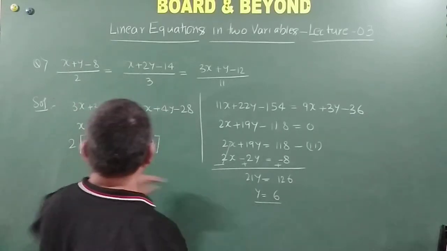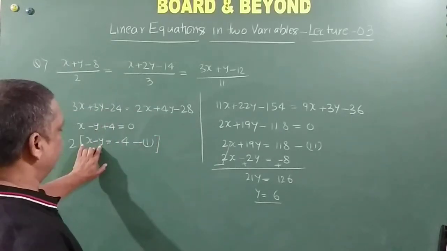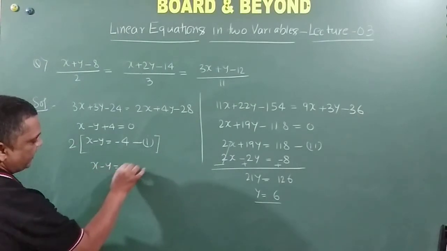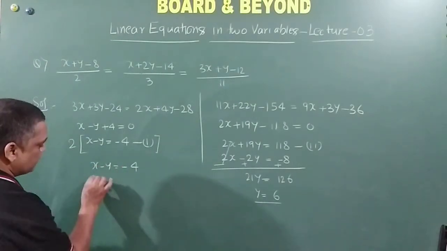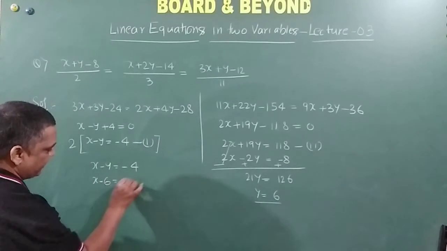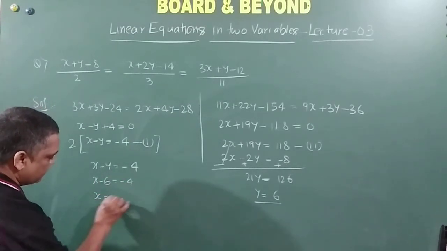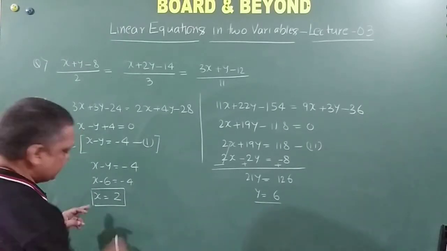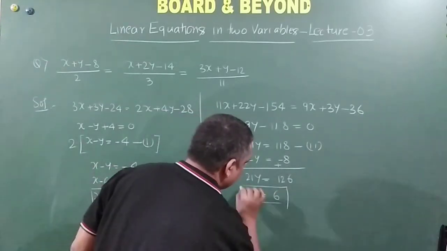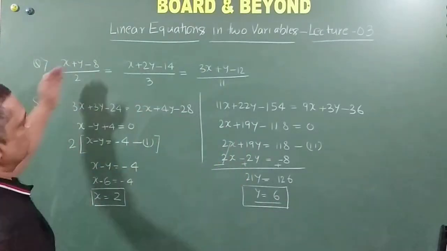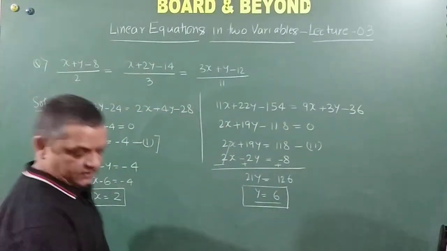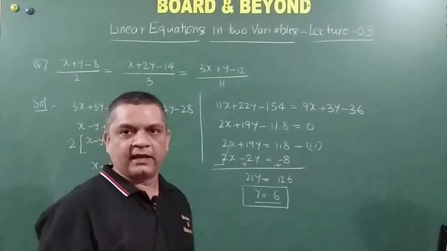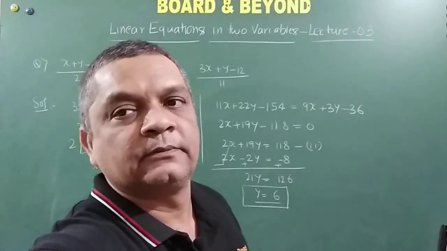Now we can put the value of y in this and then get the value of x. So x minus y is equal to minus 4, right? But y is equal to 6. So x minus 6 is equal to minus 4. So x is equal to 2. This will become plus 2. So x is equal to 2 and y is equal to 6 is the solution for this linear equation in two variables. This was a little different kind, so we thought of taking it up. Let me write the next question now.